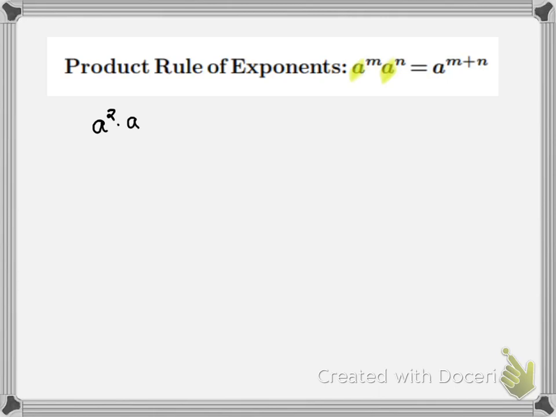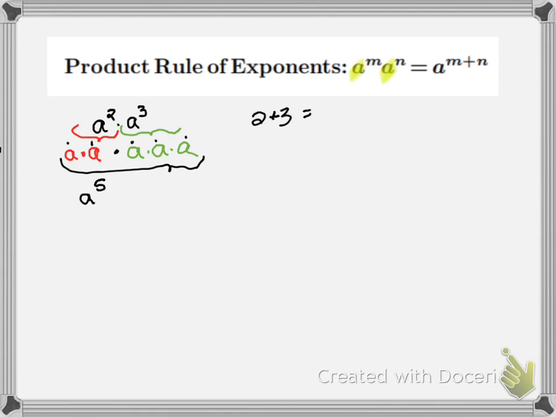So let's say that we have a squared times a to the third power. So a squared, we can actually rewrite, if you recall, as a times a. That's the definition of a squared. If we have a to the third power, that is a times a times a. So now, if we look at this new expression, we have a times itself 1, 2, 3, 4, 5 times, which is the same as a to the fifth power. Then, hopefully it's clear, 2 plus 3 is equal to 5.